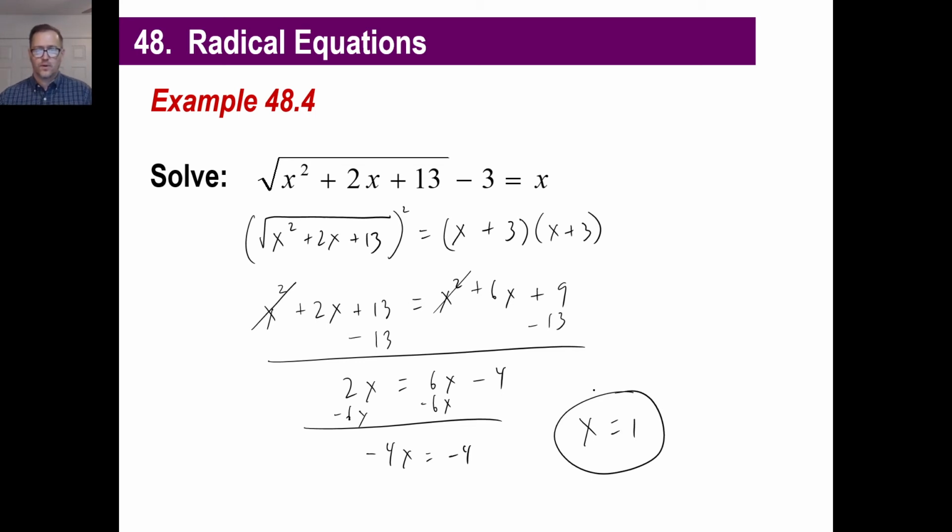Let's check it out and see if it works. We say x equals 1. Let's put it in there and check. We have the square root of 1 squared, which is 1, plus 2 times 1, plus 13, minus 3 should be 1. Well, 1 plus 2 plus 13 is 16, right? The square root of 16 is 4. 4 minus 3 equals 1. There it is, works.